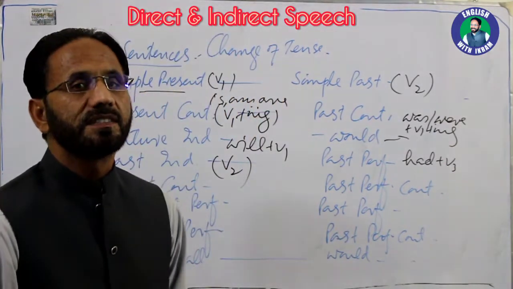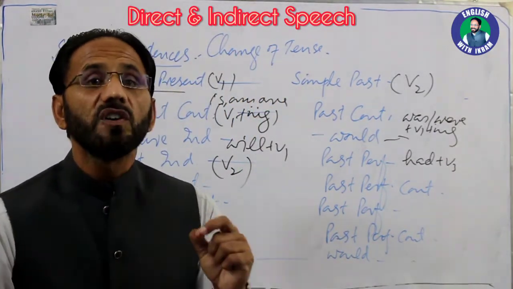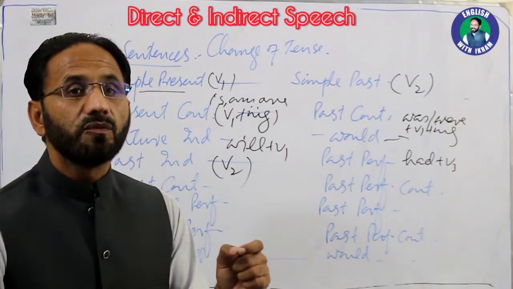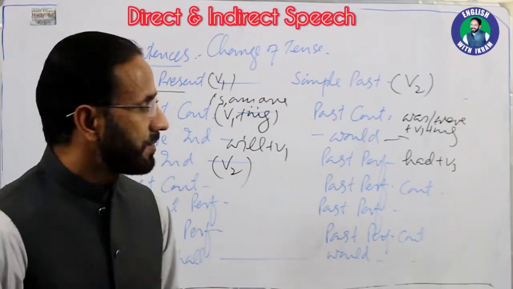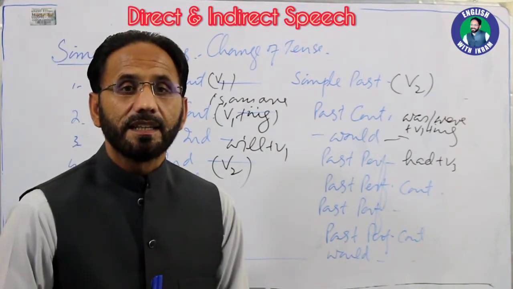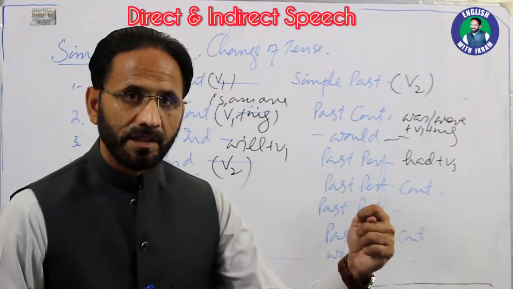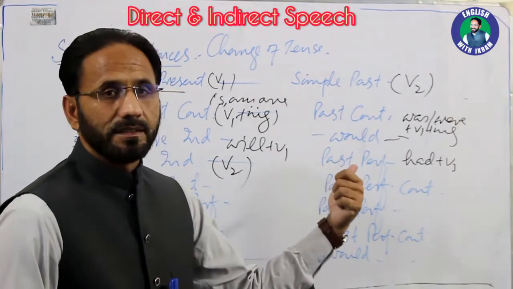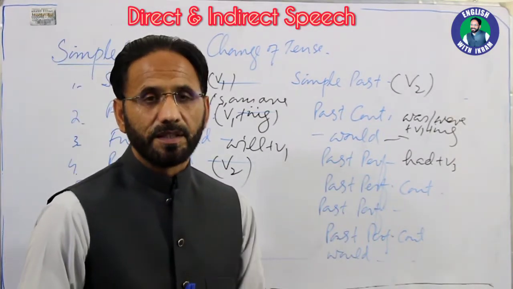For example, if the sentence is, he said, "I was ill." He said, comma, inverted commas begin, I was ill, inverted commas close. It will be changed into, he said that he had been ill. Had is the helping verb, and been is the third form of the main verb here.